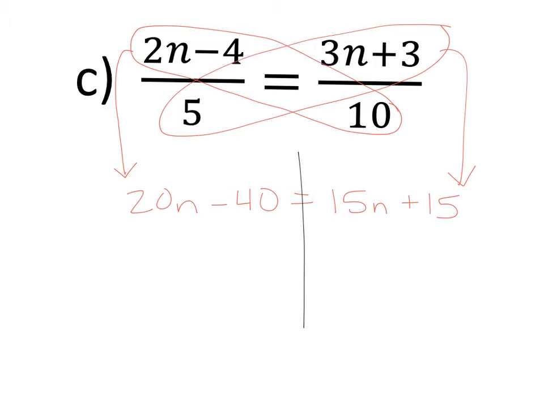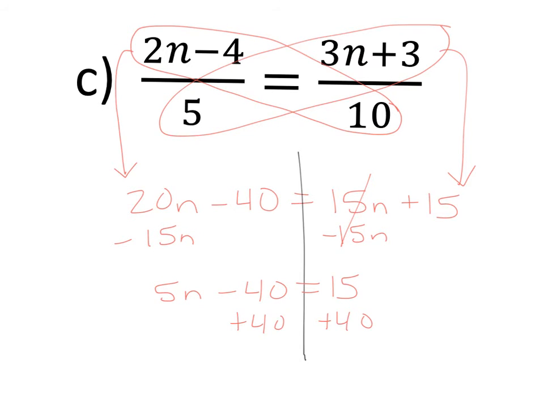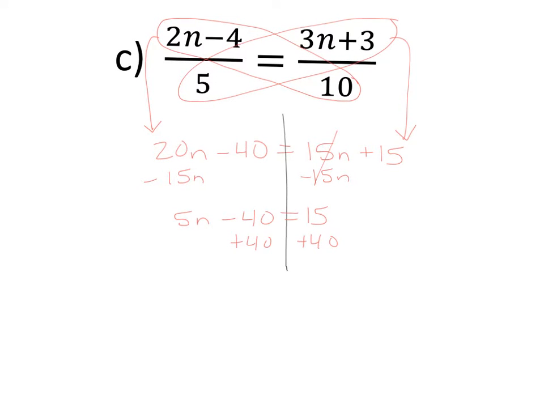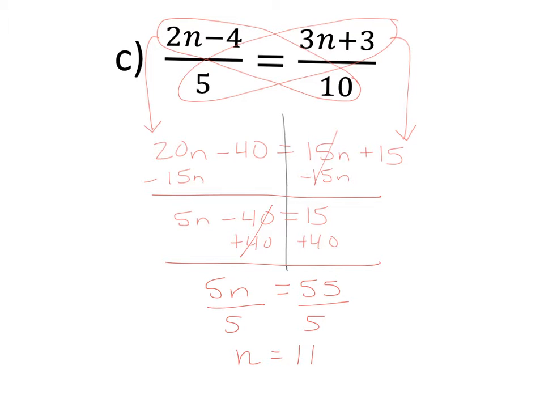Again, draw your wall if you need to. I'm going to start by moving an n over. So I'm going to subtract the 15n over to the other side. That cancels. So I have 5n minus 40 equals 15. Then I'm going to add 40 to the other side. So then 5n equals 55, and divide by 5, and n equals 11. Now I want you to pause this video and try the next example, D, on your own.